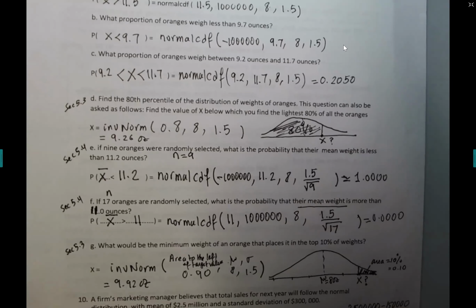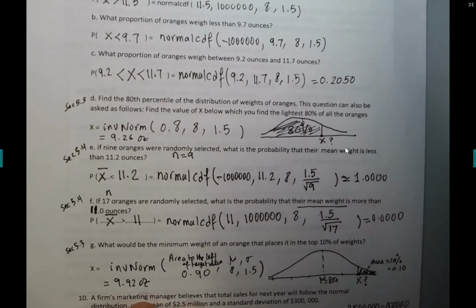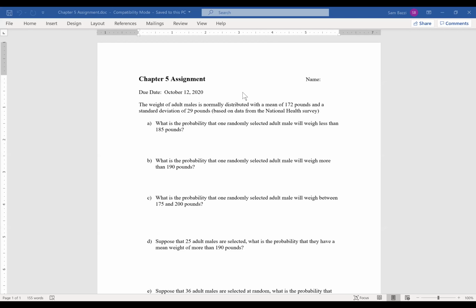Okay. Now I'm going to take you back to your assignment. And if you'd like to take notes while going over this, feel free to do so. So just 1 second. So for example, guys, for the first one, what's the probability of the one randomly selected? It's 1, we're not doing samples, guys. Will weigh less than 185 pounds. So you have to start. Oh, it's not allowing me to annotate here.